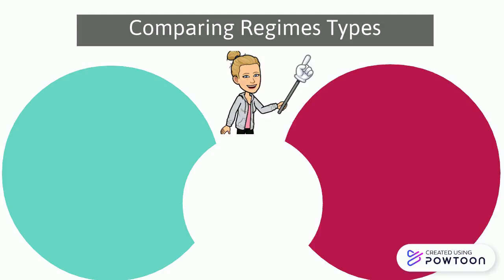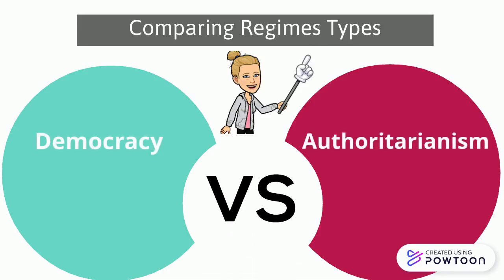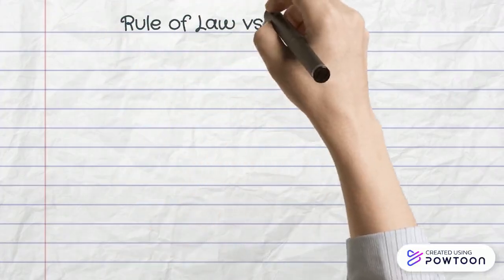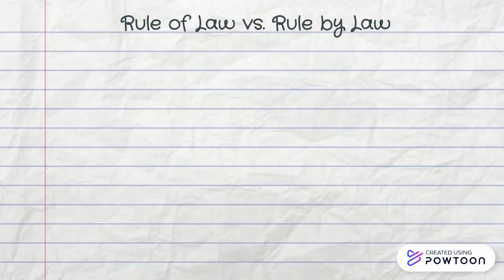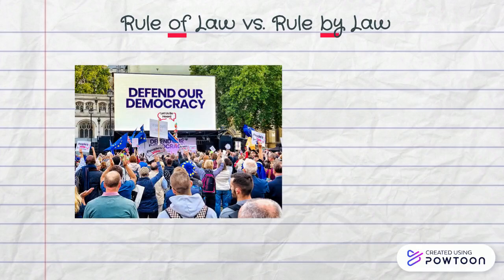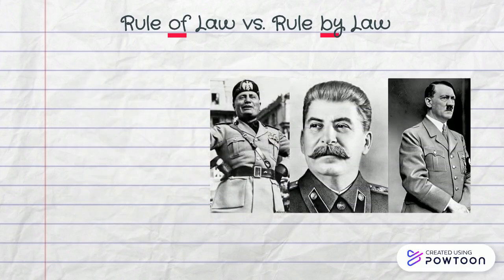How do we compare different regime types? We tend to compare between democratic and authoritarian regimes based on how power is divided between the people and their government. To determine how democratic or authoritarian a regime is, we compare the degree of rule of law to rule by law. In other words, are the people given a lot of rights to determine laws, or are laws determined by the leaders without much input from the people?